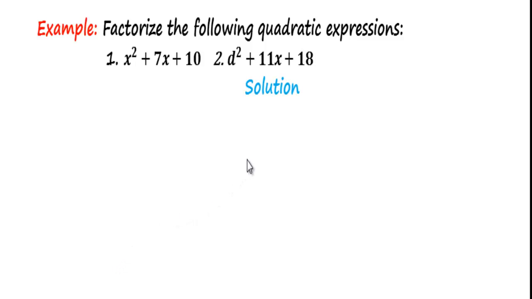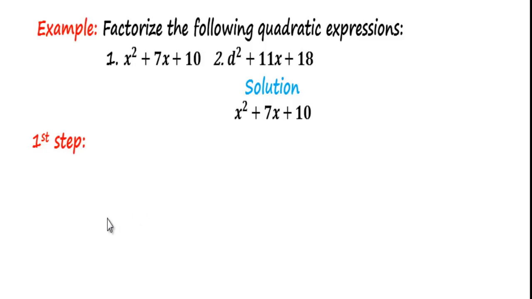Now let's go to example. Factorize the following quadratic expressions. Number 1, x squared plus 7x plus 10. Number 2, x squared plus 11x plus 18. Now solution. Number 1, x squared plus 7x plus 10. This is how you are going to do.